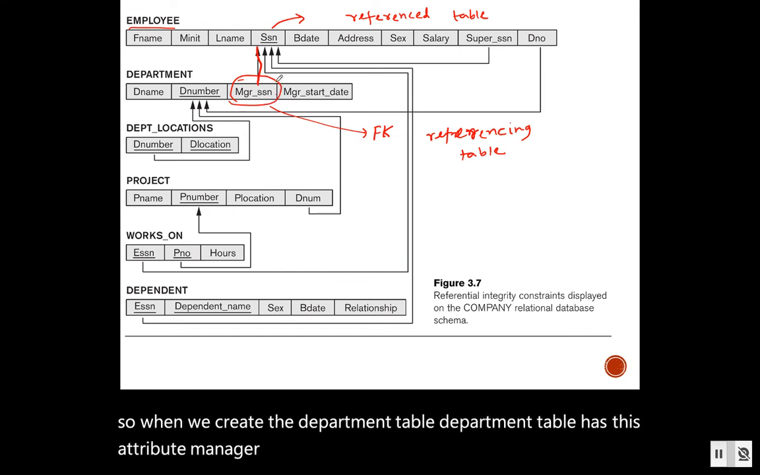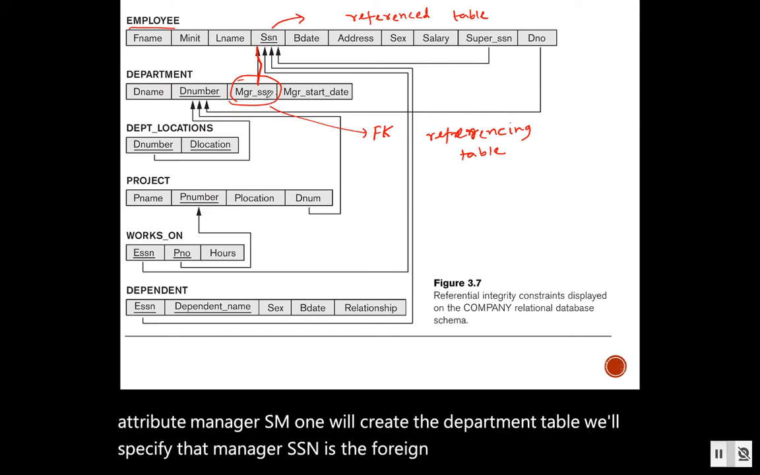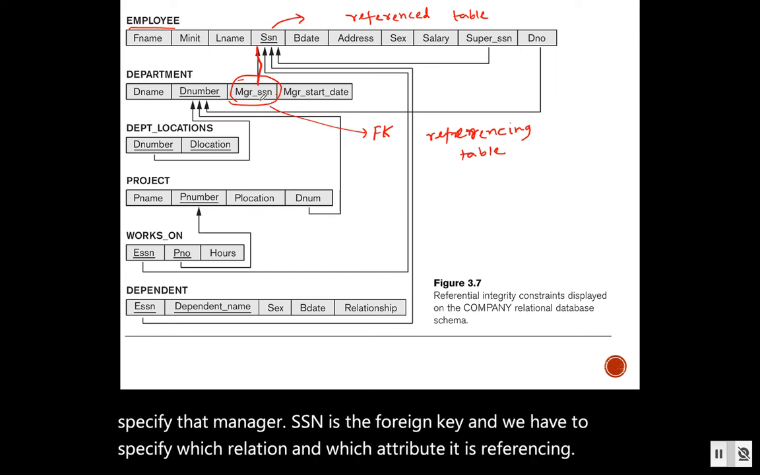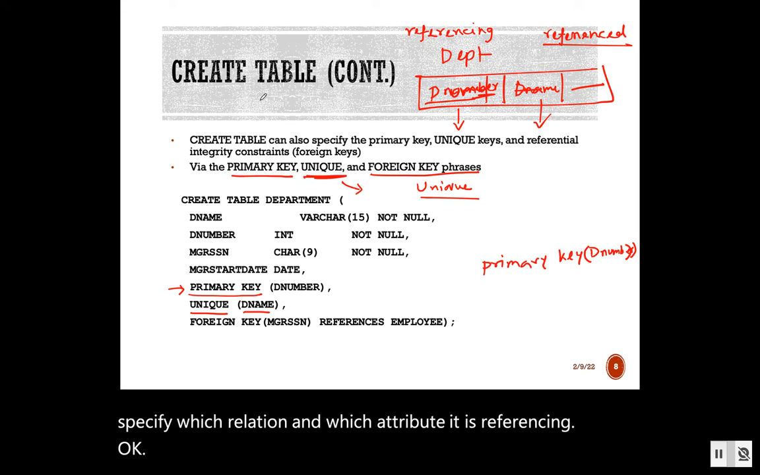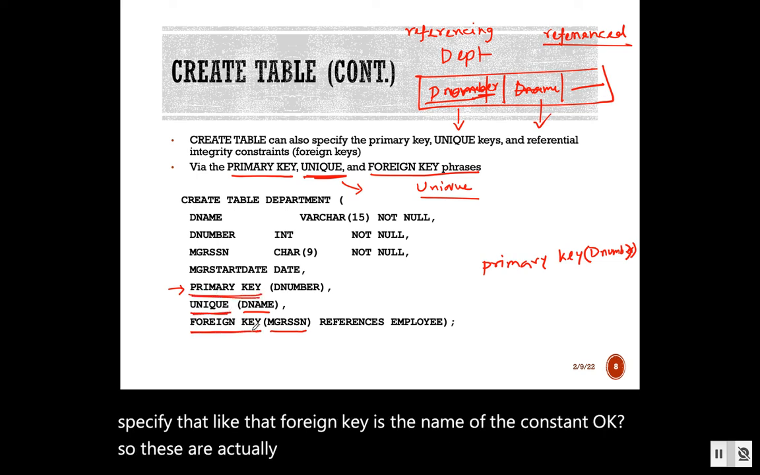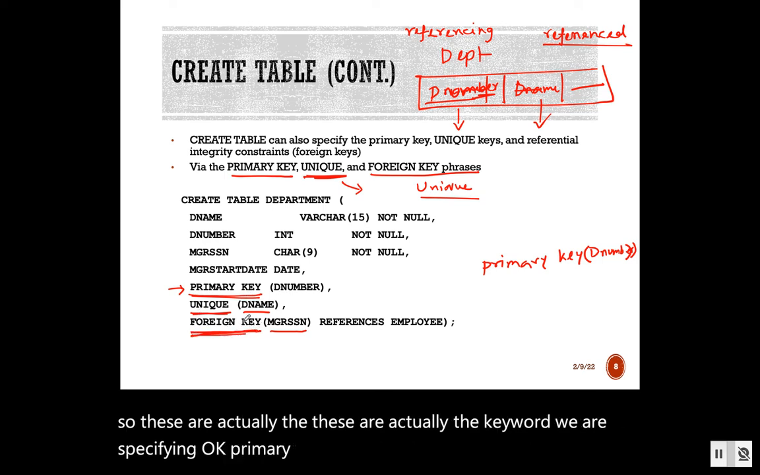When we create the department table, we'll specify that manager SSN is the foreign key, and we have to specify which relation and which attribute it is referencing, okay. So in the department table, manager SSN is the foreign key. We'll specify it like that. Foreign key is the name of the constraint, okay. Primary key, unique, foreign key, these are keywords.